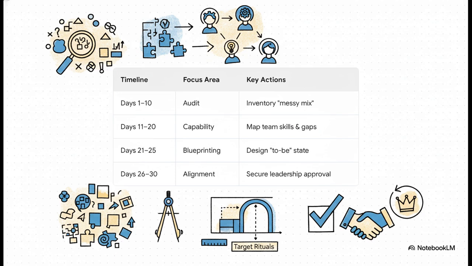The next 10 days are for mapping out your team's skills and the principles you really want to live by. And then finally, you spend that last block of time actually designing your new rituals and getting everyone on the same page. It's a manageable process. It's how you finally take back control.